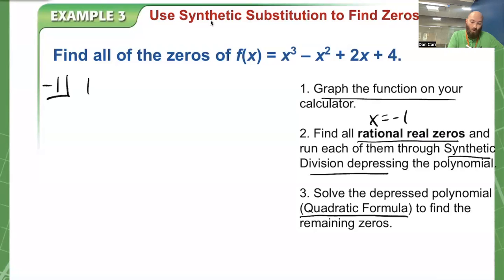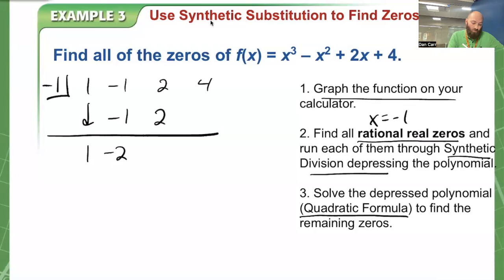So I've got 1, -1, 2, and 4. And I'm going to run through. So I bring the 1 down, multiply -1 times 1 is a -1. Put those together, I get -2. Multiply -1 times a -2 is a +2. Put those together, I get 4. And -1 times 4 is a -4. And I get 0 as a remainder, which is what I expected.